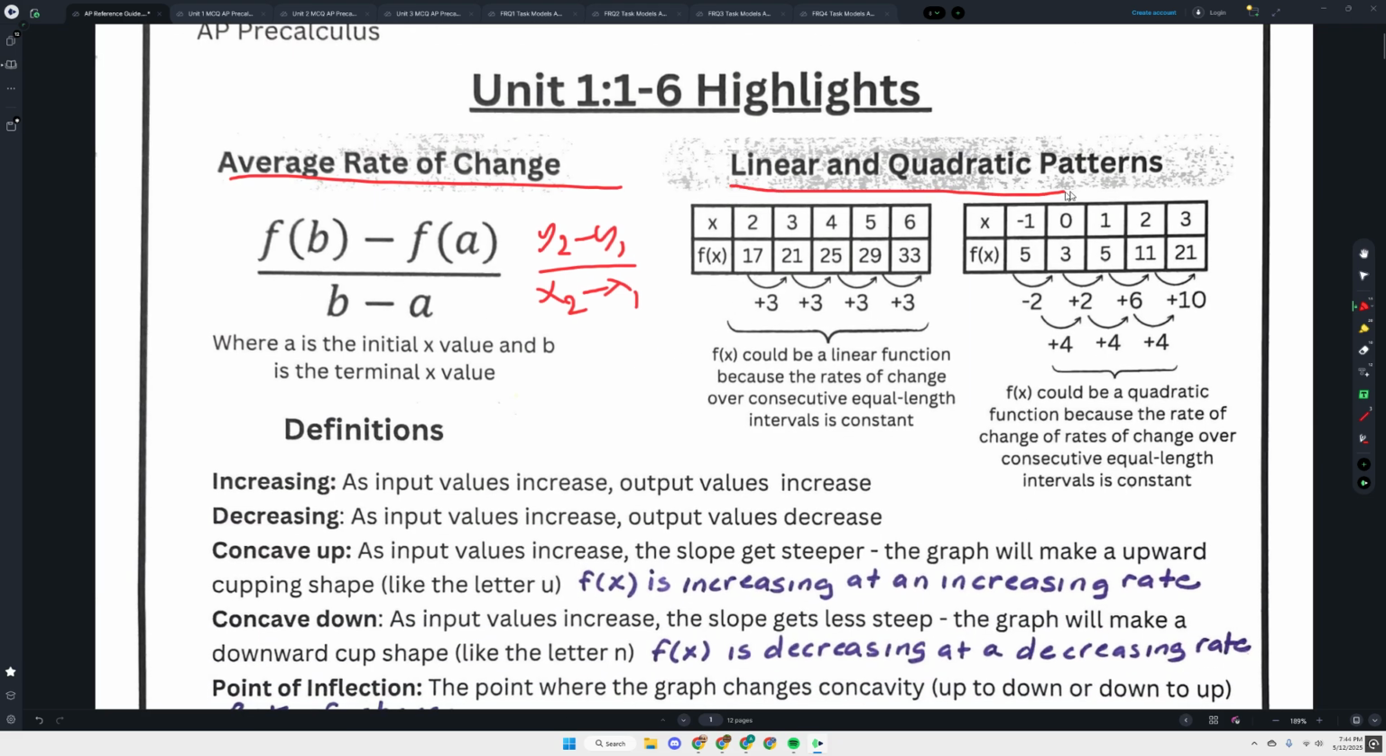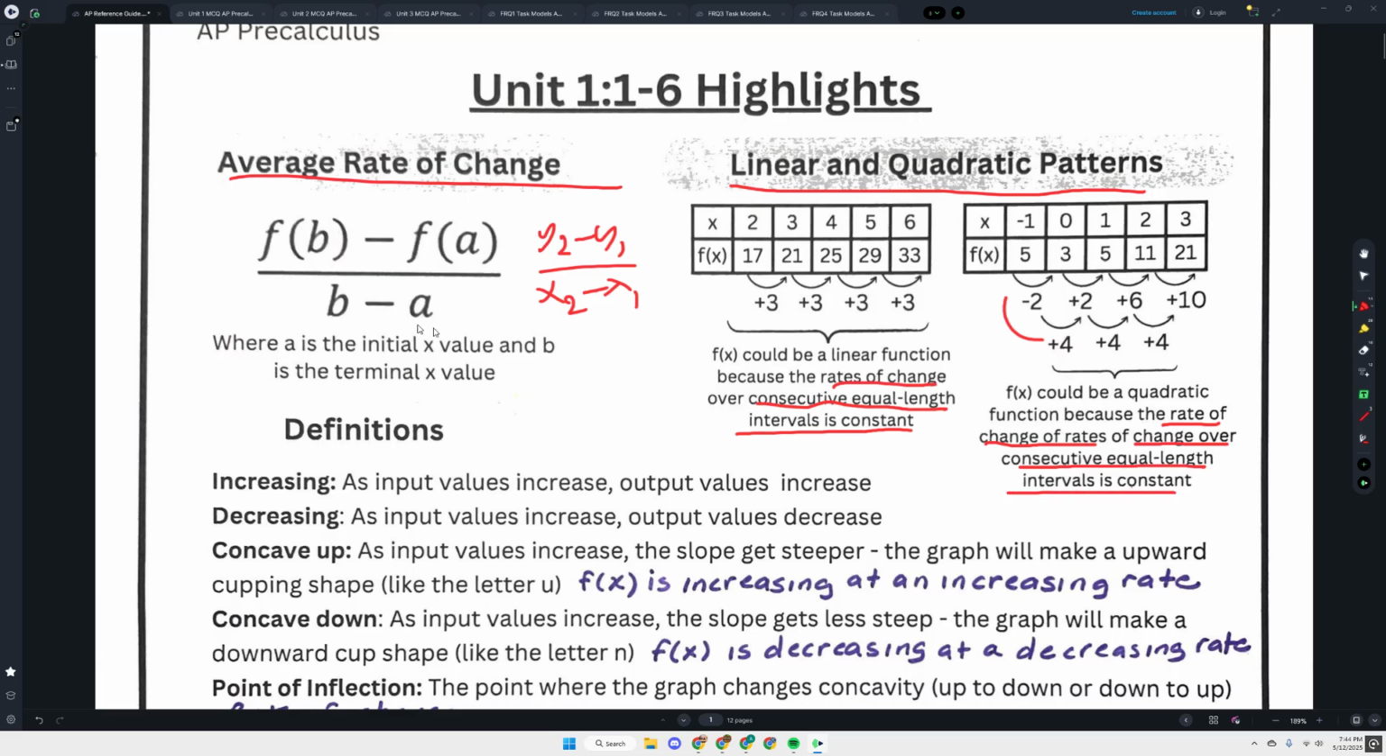Next, linear and quadratic patterns. A function can be linear because the rate of change over consecutive equal length intervals is constant. And quadratic is when there are 2, so you have to do the first difference and then the second order difference, and the rate of change over consecutive equal length intervals is constant.